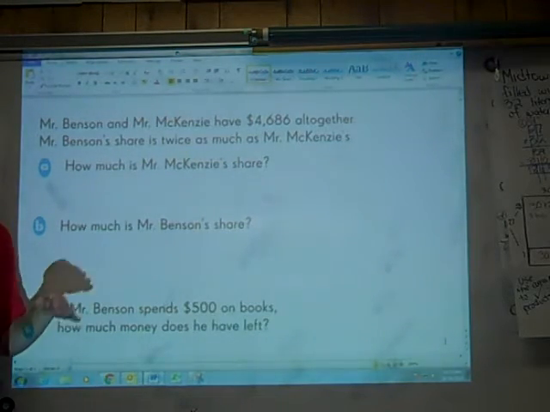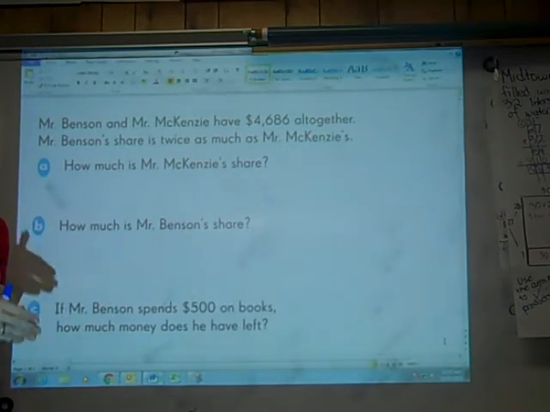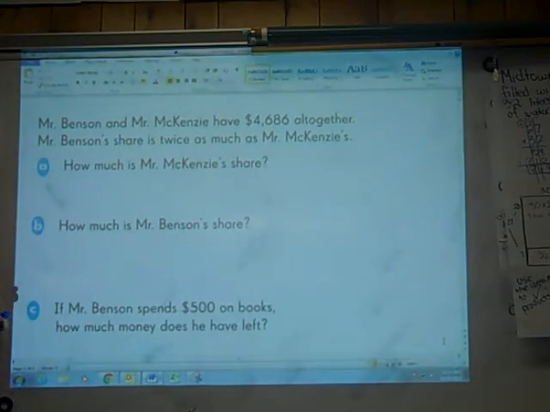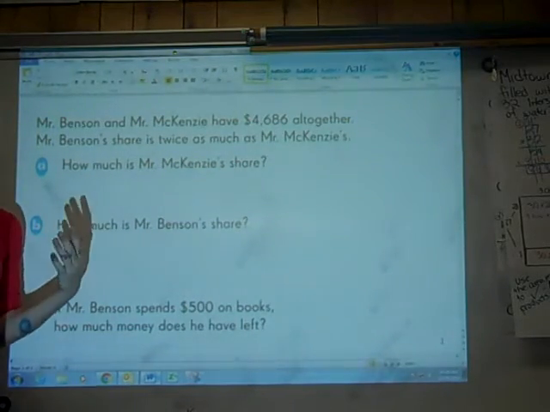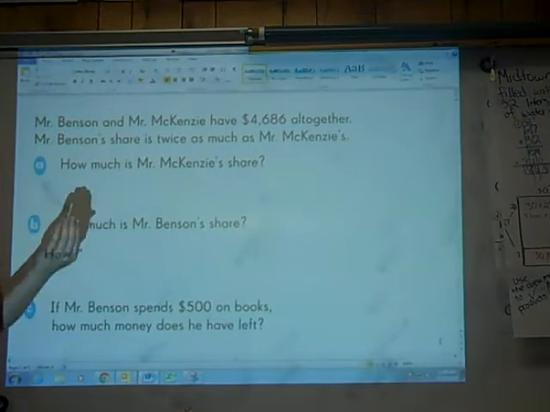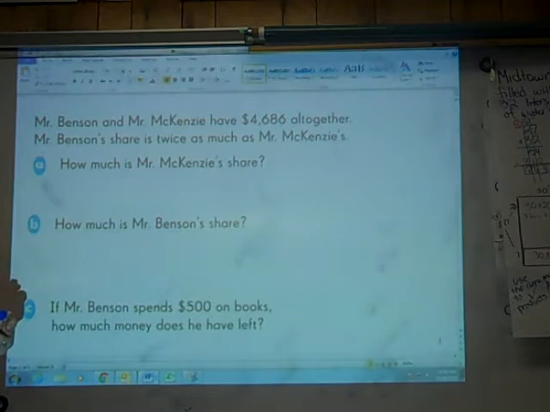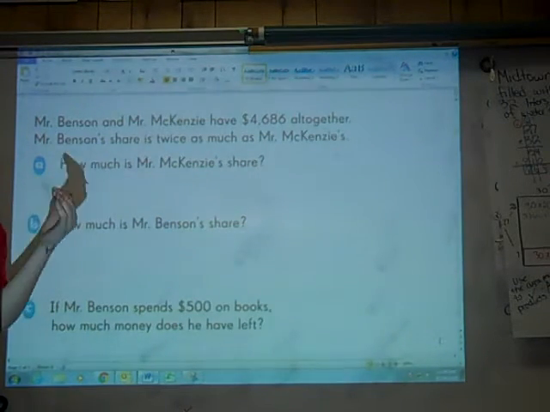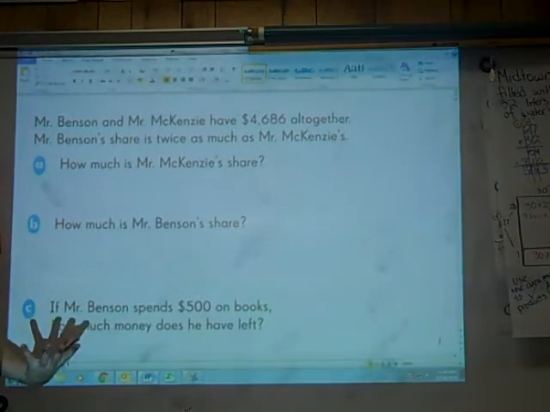So we want to take them back to the original problem and just figure out what they know so that they can find an easy entry point to help them solve. So Mr. B and Mr. M have some money altogether. And I would ask them, can you picture that in your head? Yes, we've got two different people, and we know that their total amount is this number right here. Then Mr. B's share is twice as much as Mr. M. So we know that Mr. B has more money. How much more? Twice as much. And I would say, can you draw a picture of that?